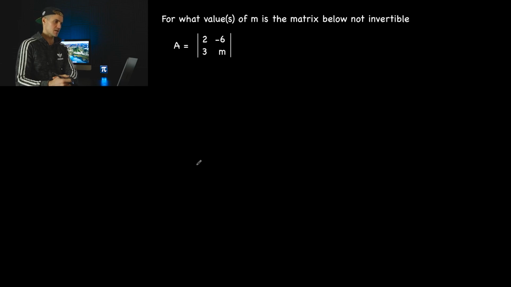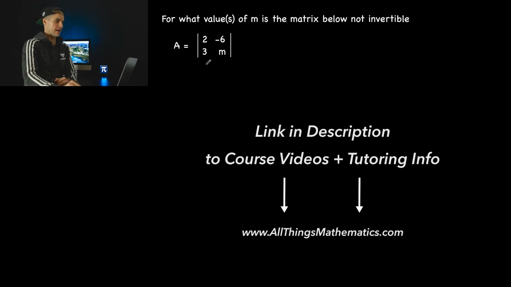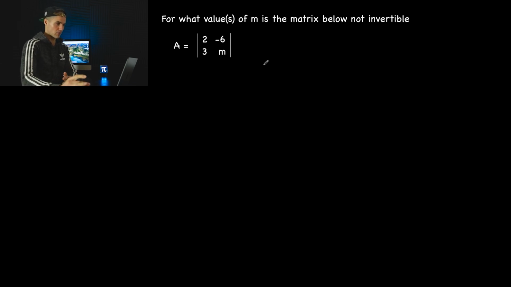Patrick here from All Things Mathematics, and moving on to the next midterm question dealing with matrix algebra. So here we have to find the values of m in this 2 by 2 matrix where this matrix is not going to be invertible. And there's different ways to do it. There's a short way to do it. There's also a longer way. I'll go through both in this video just to deepen your understanding of what's going on.